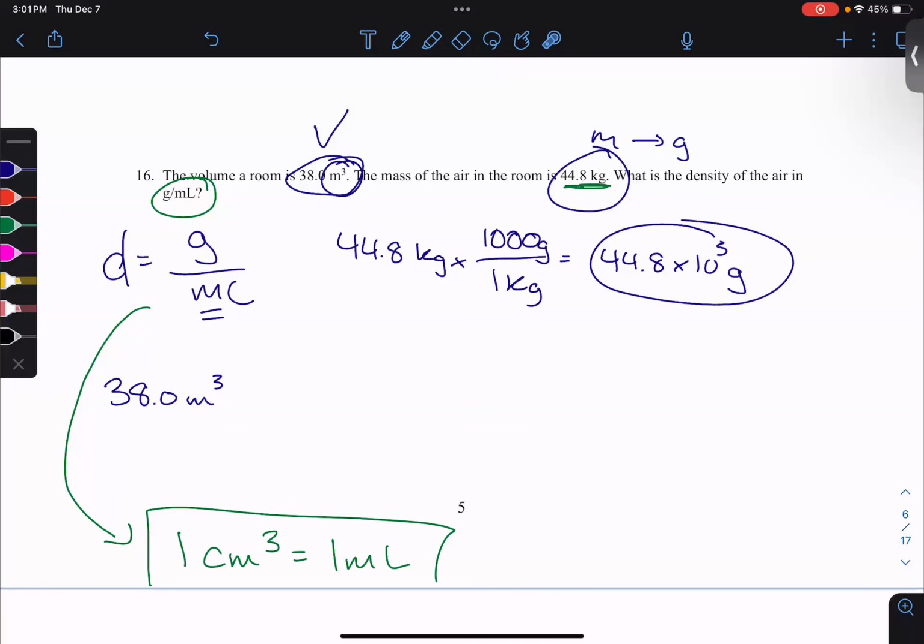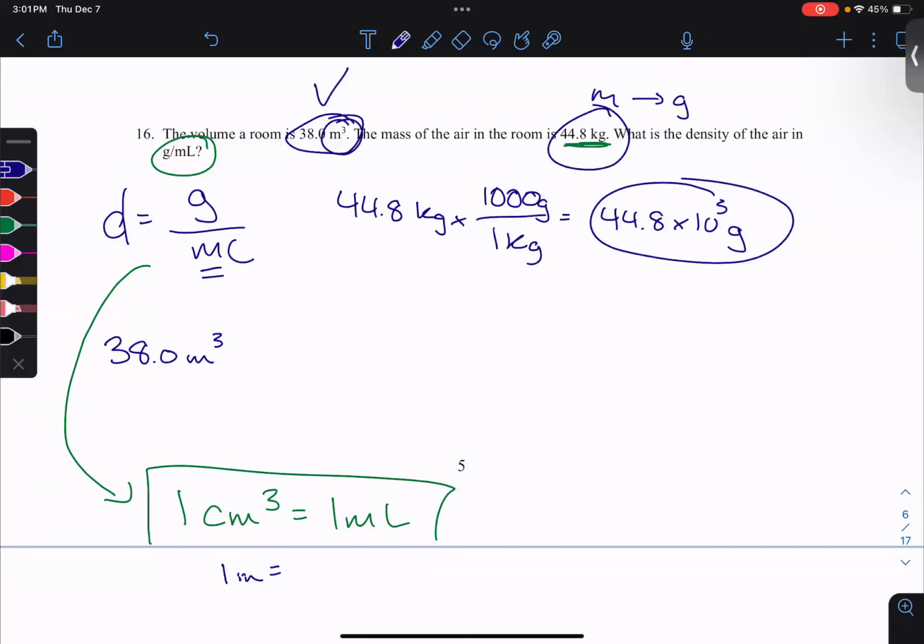But should you spend valuable space in your brain to memorize how many cubic centimeters are in a cubic meter? No. But what should you memorize? That 1 meter equals how many centimeters? 100 centimeters. Yeah, centi means 100. So how does that help us?